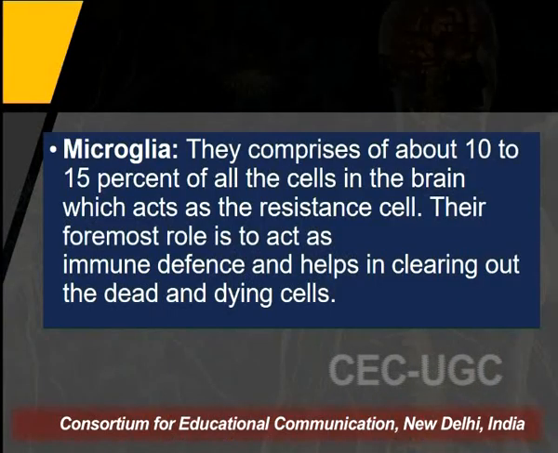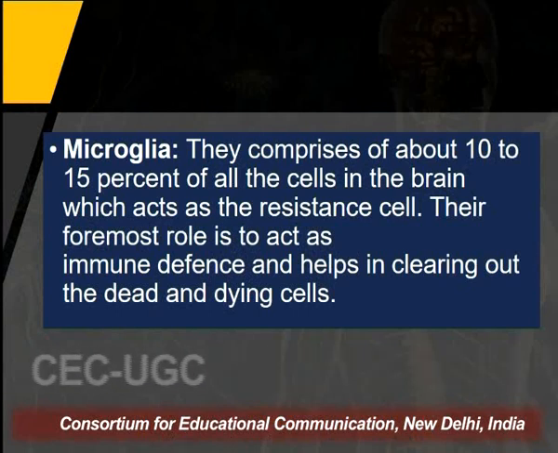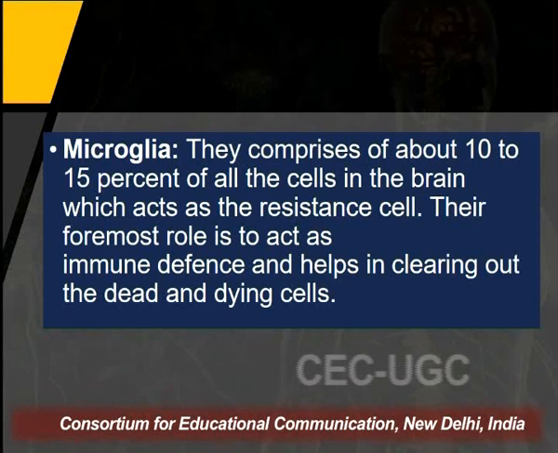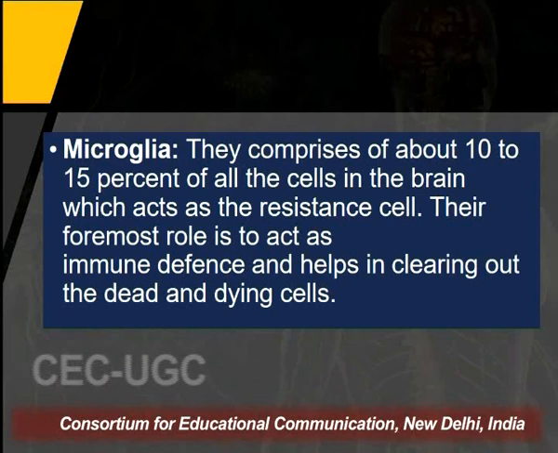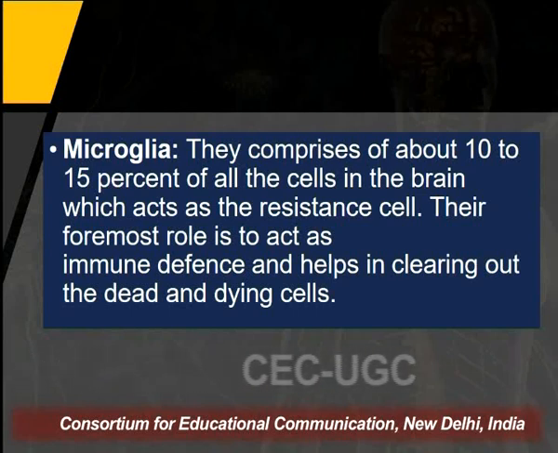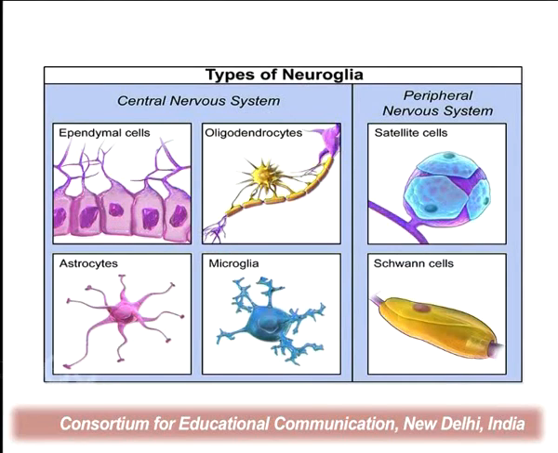The third one is the microglia. They comprise 10 to 15% of all the cells in the brain, and act as the resident cells. Their foremost role is to act as immune defense and help in cleaning out the dead and dying cells. So, these are the types of neuroglia which we have just learned, and there are neuroglia of the central nervous system and the peripheral nervous system also. We can see the structure of all of them.